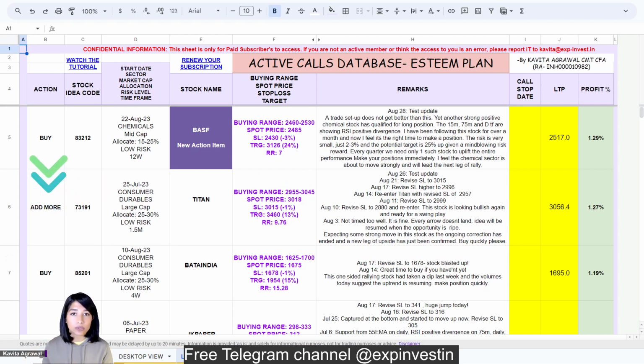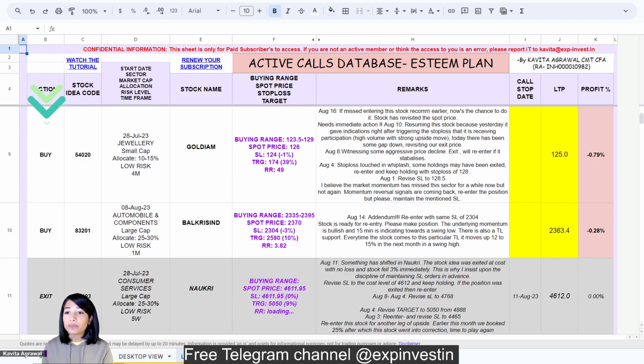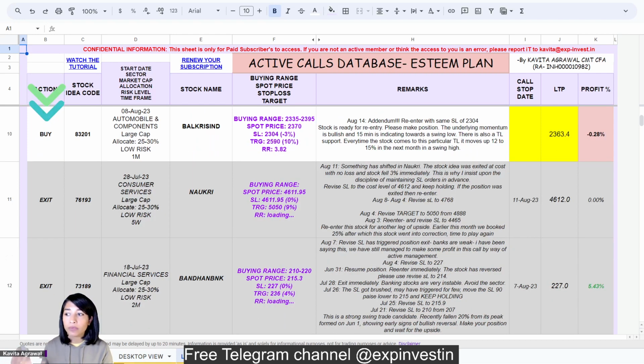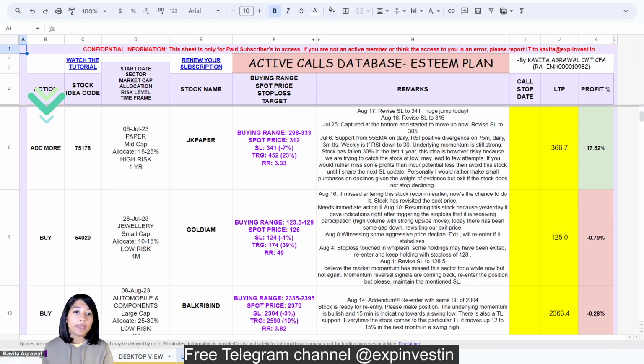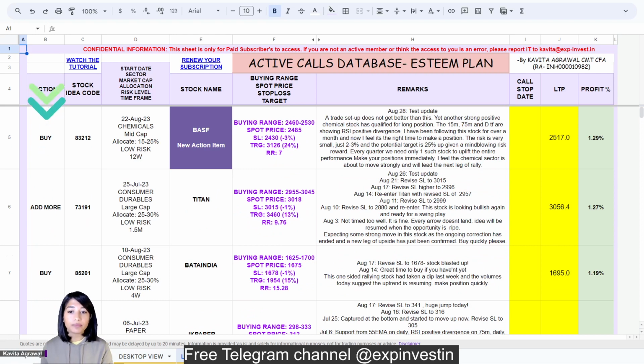So if you missed a stock idea, or if you've bought it but you're wondering whether it's a good idea to buy it even now, then just look at this action column and you will see what you should do. So if it says buy or add more, go ahead and buy it. If you already have it in your portfolio, go ahead and add more. If it says hold, then basically don't add any more capital there. Keep holding the stock idea. And of course, if it says exit, then you simply exit the stock idea.